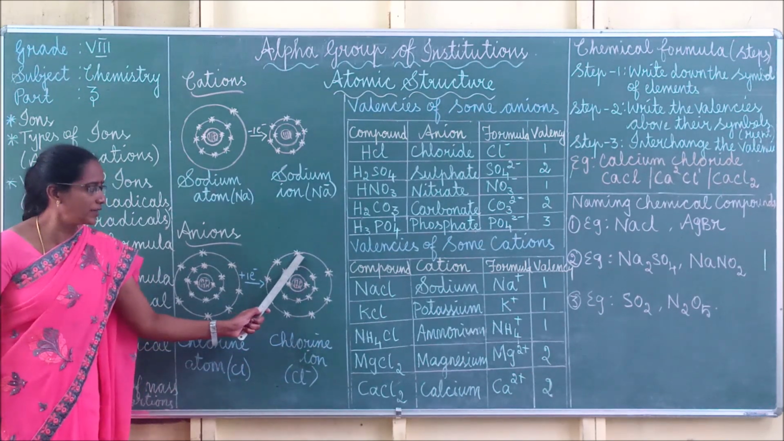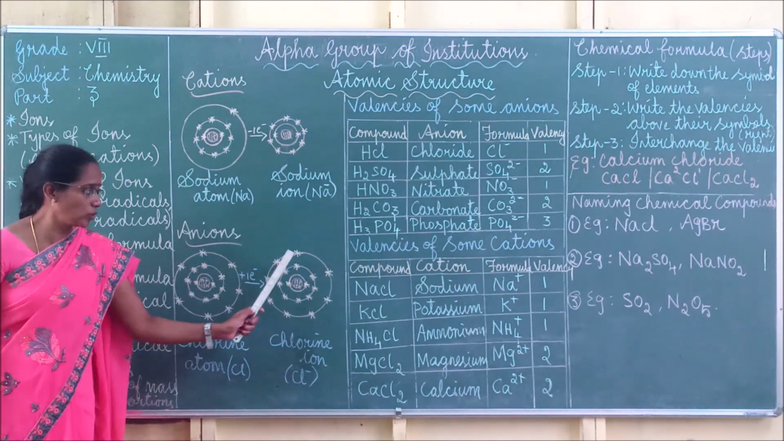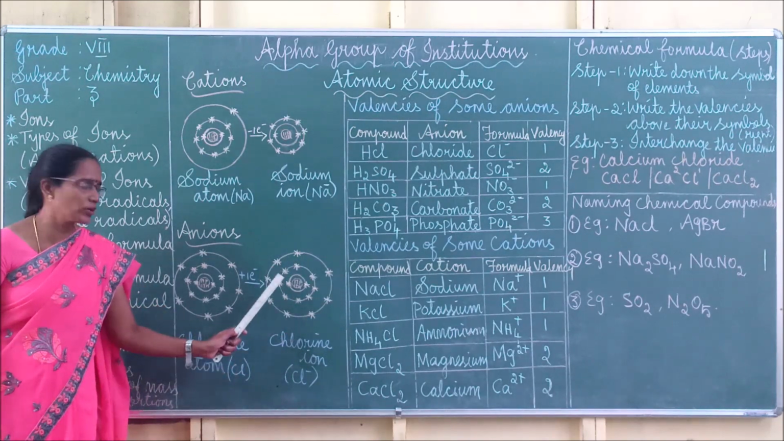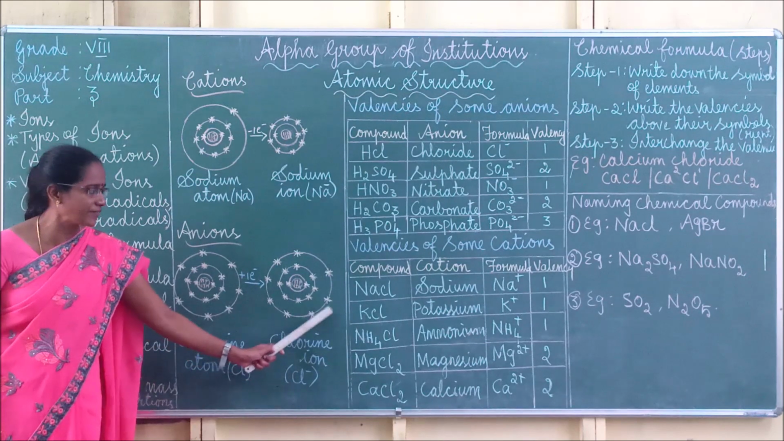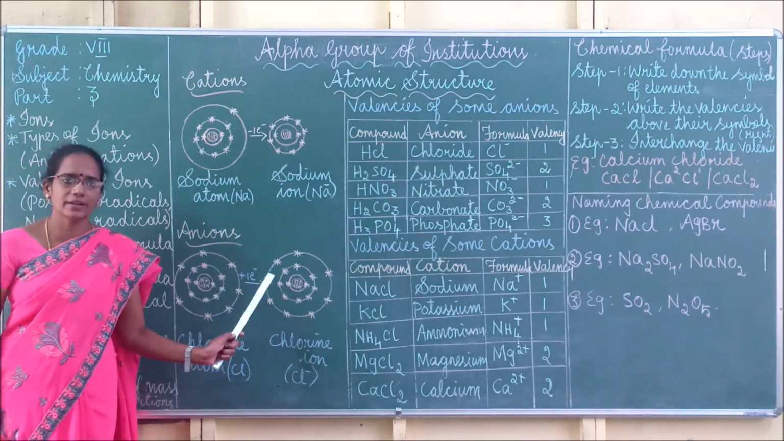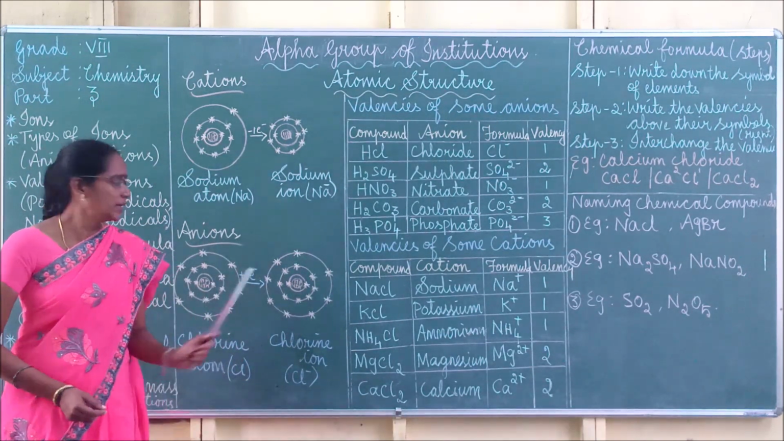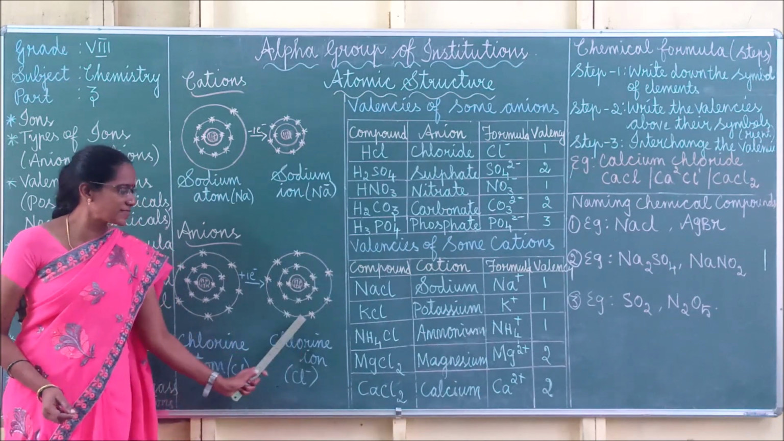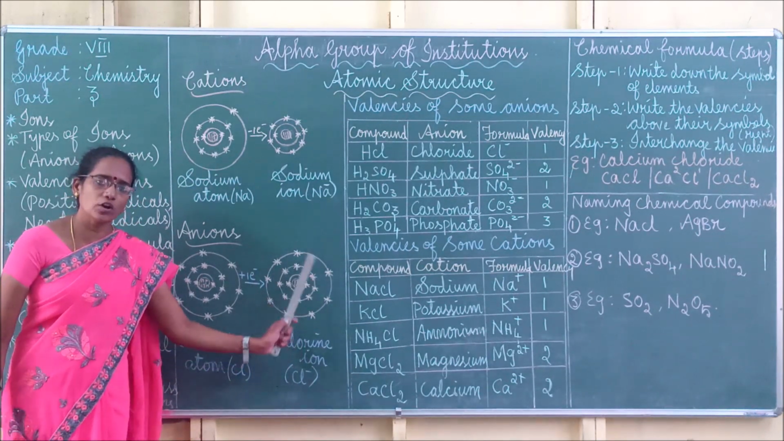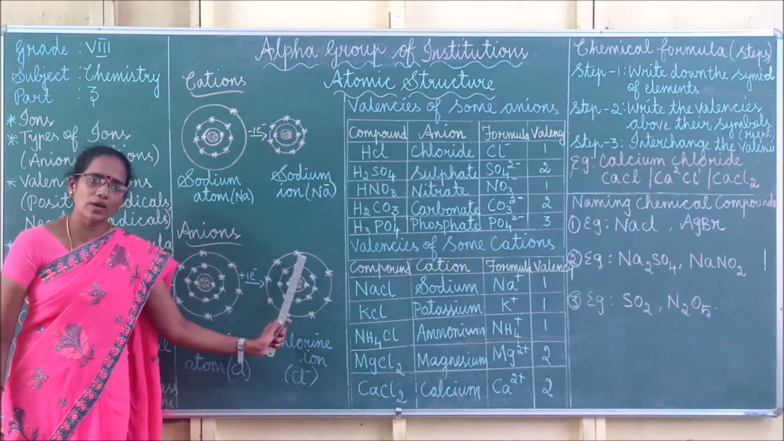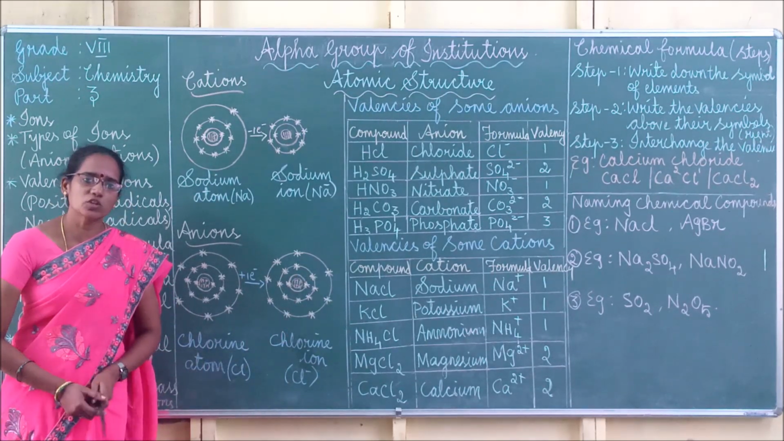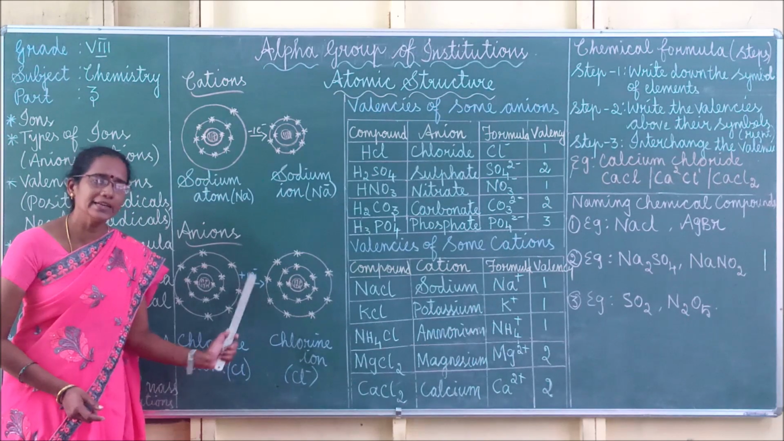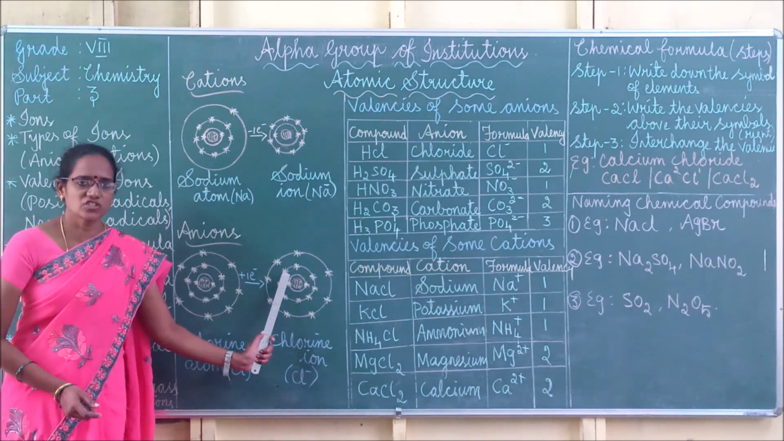If you look at the valence electrons in the outermost orbit, count 1, 2, 3, 4, 5, 6, 7, 8, valence electrons are there. Valence electrons means the electrons revolving in the outermost orbit. So these are called the valence electrons. So chlorine attains a stable electronic configuration by gaining 1 electron, right children?